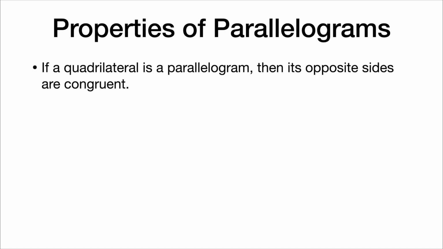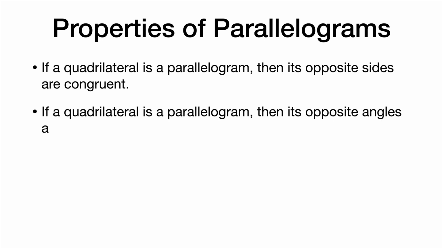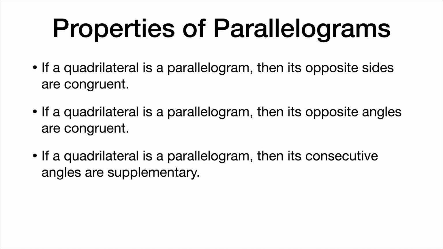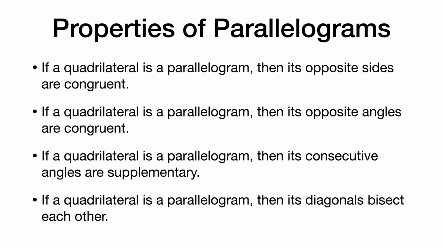If a quadrilateral is a parallelogram, then its opposite sides are congruent. If a quadrilateral is a parallelogram, then its opposite angles are congruent. So the angles that are not adjacent. If a quadrilateral is a parallelogram, then its consecutive or adjacent angles are supplementary. And if a quadrilateral is a parallelogram, then its diagonals will bisect each other, meaning cut each other in half. That does not mean the diagonals are equal. They are not most of the time.